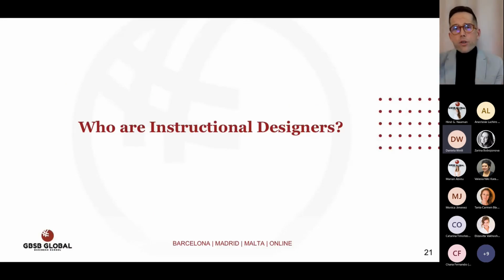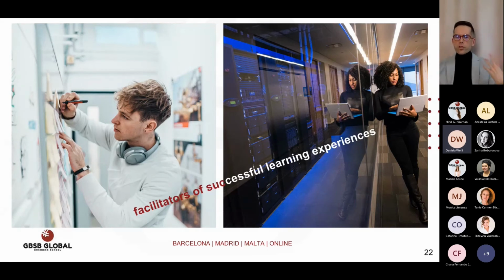And now I would say the central question is, who are instructional designers, or how can we describe professionals who are instructional designers or who describe themselves as instructional designers? We can say that instructional designers are facilitators of successful learning experiences. Instructional designers design learning materials that are functional as well as attractive or appealing to the learner in the educational process.